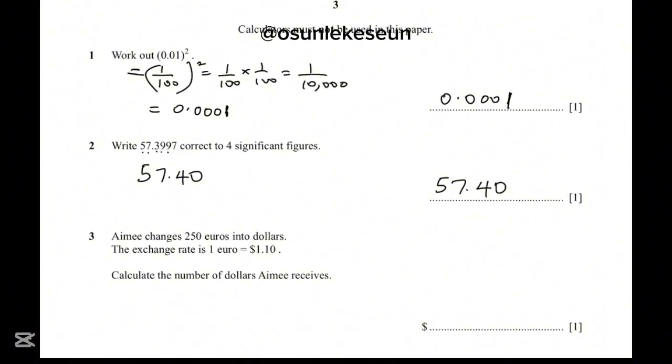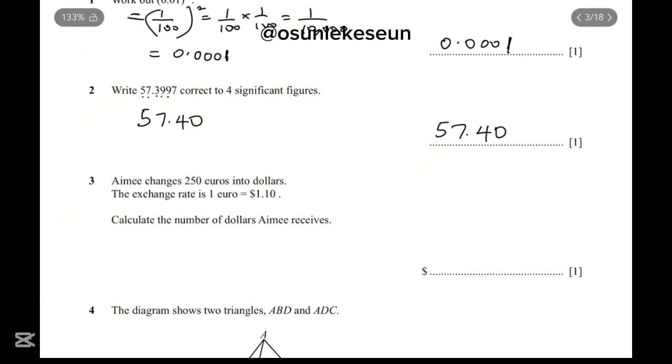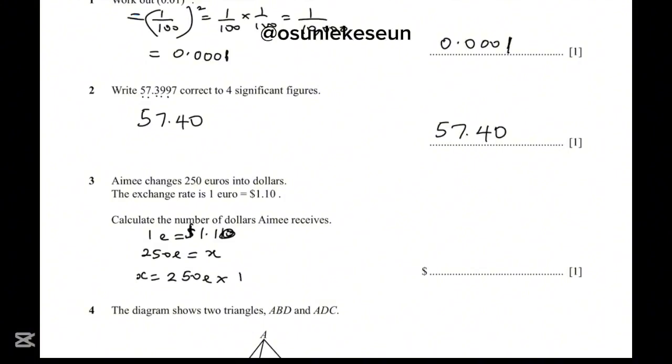How many dollars do you get if you change 250 euros into dollars? The exchange rate of 1 euro to dollars is $1.10. So calculate the number of dollars I may receive. So if 1 euro equals 1.10 dollars, then 250 euros is going to equal, let's say x. How do we get that? It means we're going to multiply, that's 250 euros times 1.10.